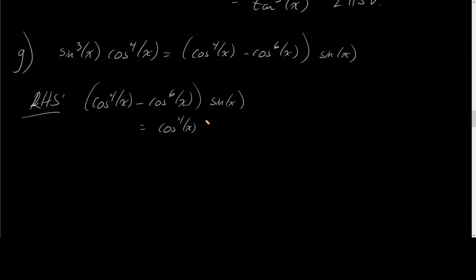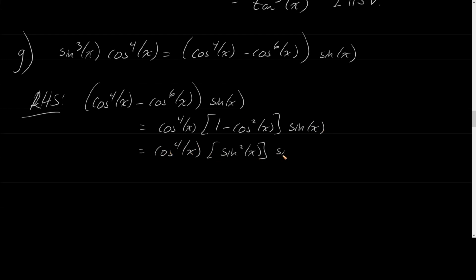Well, I'm left with 1 minus cosine squared. But then we know that 1 minus cosine squared is really sine squared. So I really have here cosine to the 4th times sine squared, and then that times sine. But sine squared times sine is sine cubed, and we have that multiplied by cosine to the 4th, which is our left-hand side. And now we're done. So again, the idea is to start from one side and end up at the other.